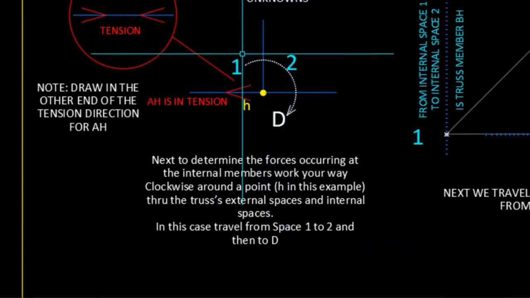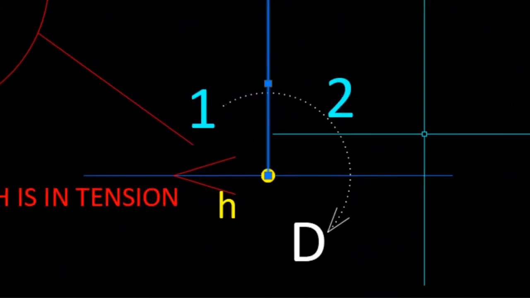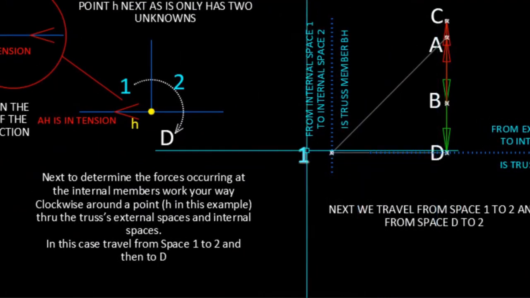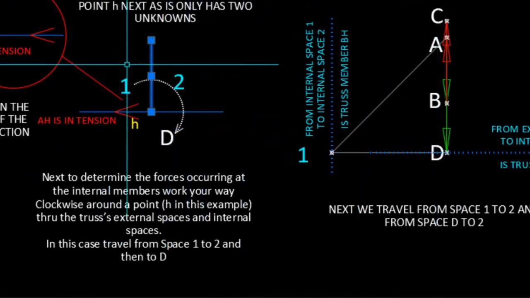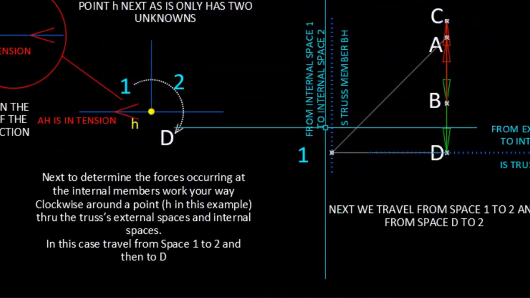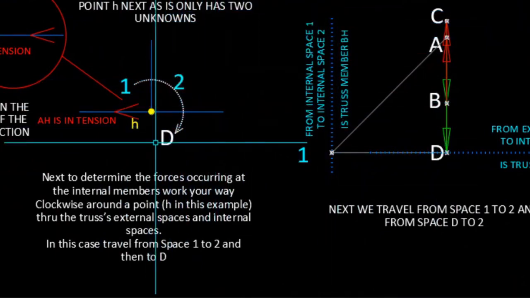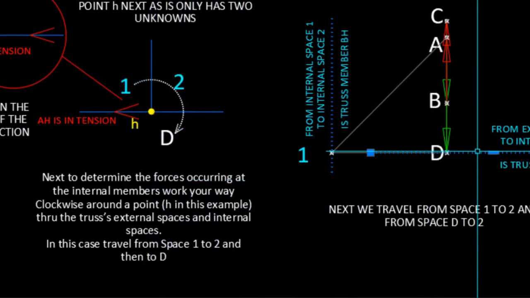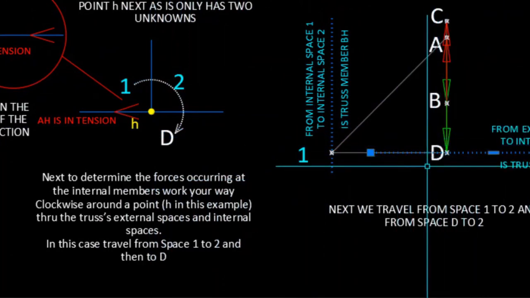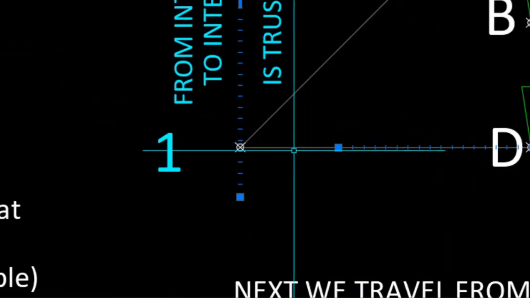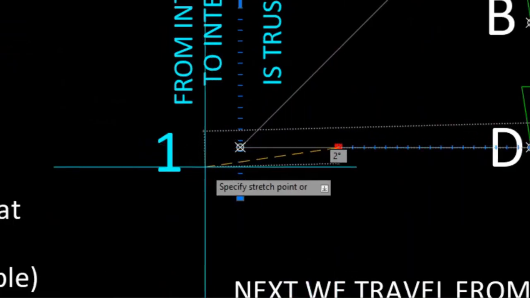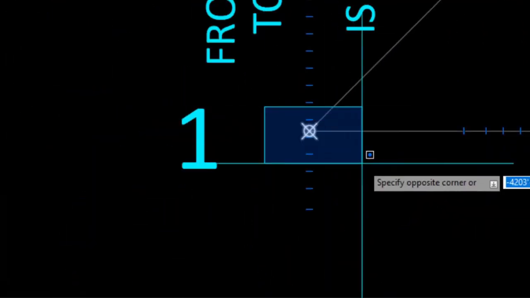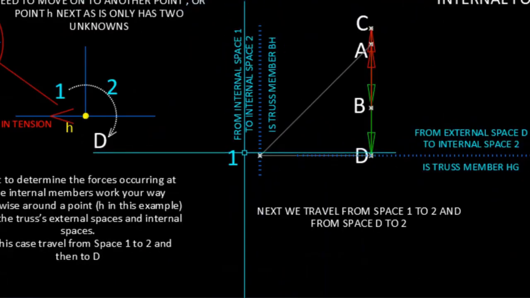Once again, we are traveling from space to space for the unknown forces. Copy our directions over. From space 1 to space 2, we have a vertical direction. From space 2 to space D, we have a horizontal direction. So right now we don't know where space 2 is, but we know that we're going to have to travel in a horizontal direction from point D. So here we see that if we fillet lines D to 2 and 1 to 2, we're going to wind up at the exact same point where 1 is.